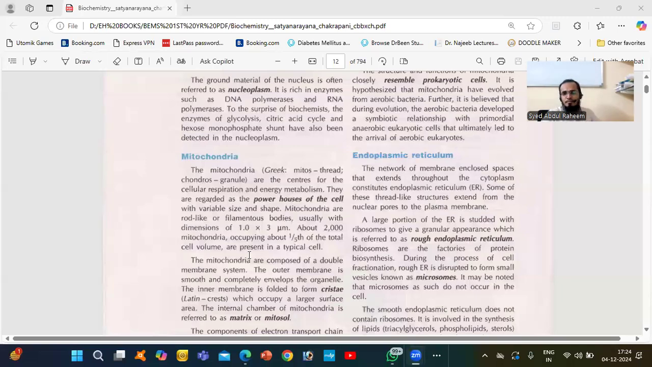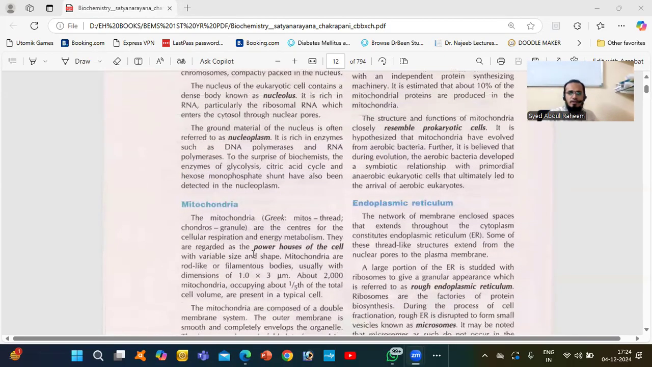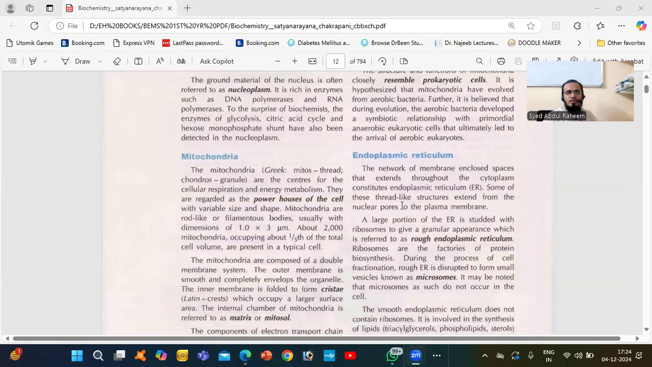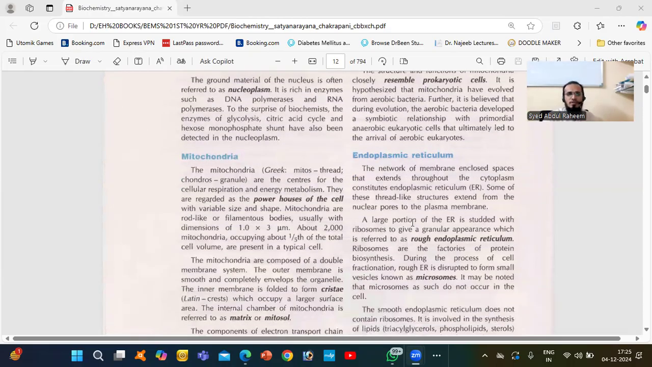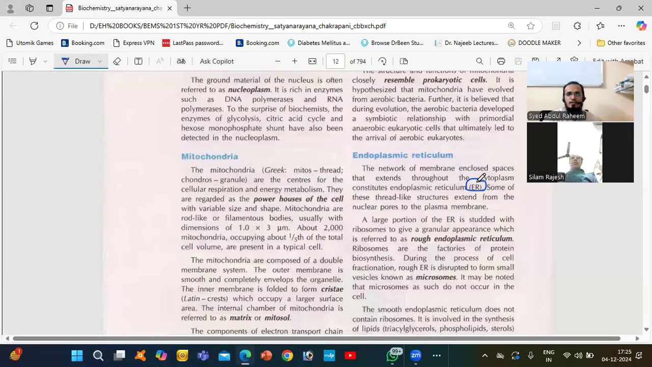तो बायोकेमिस्ट्री के लास्ट क्लास में हम लोगों ने माइटोकॉन्ड्रिया के बारे में पढ़ा था। अब हम बात करेंगे एंडोप्लाज्मिक रेटिकुलम के बारे में। तो एंडोप्लाज्मिक रेटिकुलम क्या है? ये ऑर्गेनल है। जैसा कि अब सेल के अंदर हमने माइटोकॉन्ड्रिया पढ़ा, उसी के अंदर एंडोप्लाज्मिक रेटिकुलम। तो ये देखेंगे क्या है एंडोप्लाज्मिक रेटिकुलम। The network of membrane enclosed spaces that extended throughout the cytoplasm constitutes endoplasmic reticulum. इसका शॉर्ट नाम है, its short name is ER.